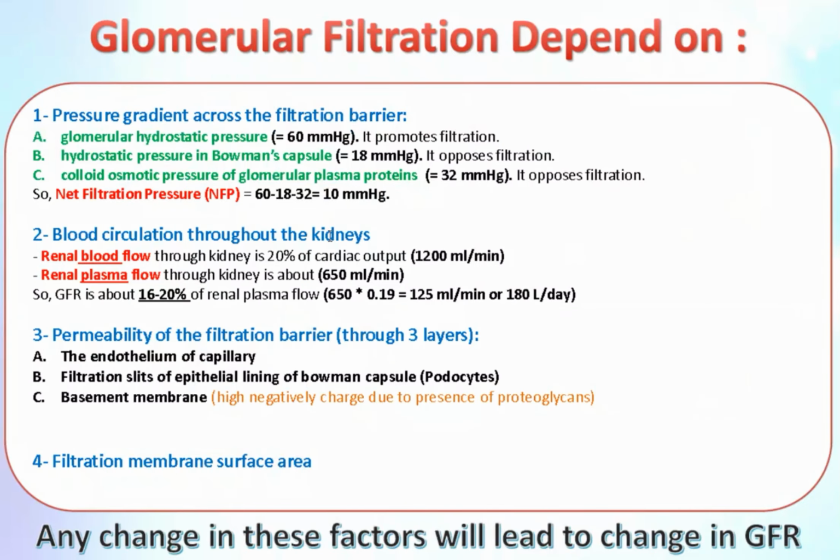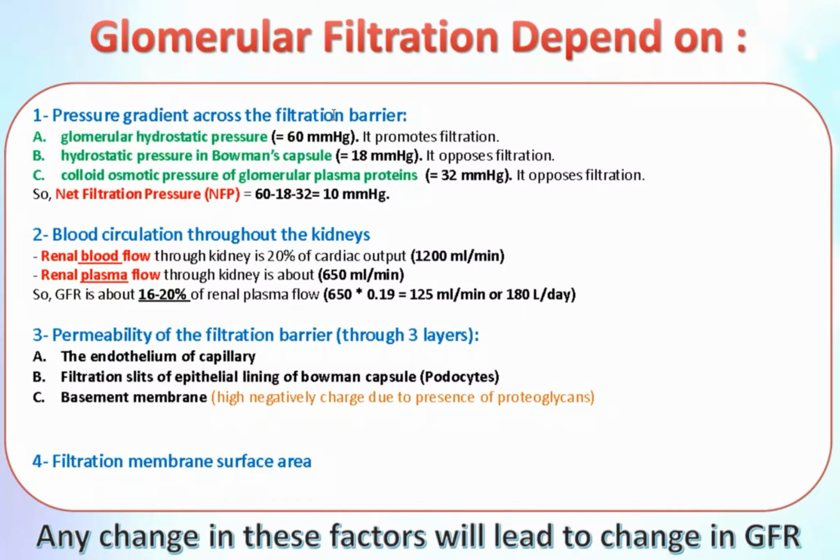First of all, the pressure gradient across the filtration barrier. That is glomerular hydrostatic pressure, which is 60 mmHg, which promotes filtration. Secondly, hydrostatic pressure in the Bowman capsule is 18 mmHg. It opposes filtration, that means it prevents filtration. And number three, colloidal osmotic pressure of the glomerular plasma proteins, that is 32 mmHg. It also opposes filtration. So the net filtration pressure, NFP, is 60 minus 18 minus 32, which is equivalent to 10 mmHg. So the pressure gradient across the filtration barrier, the net filtration pressure, is 10 mmHg.